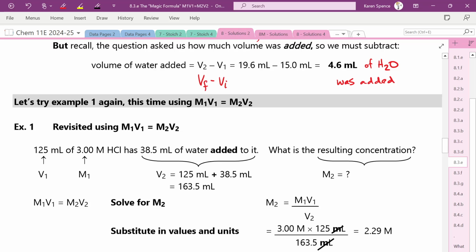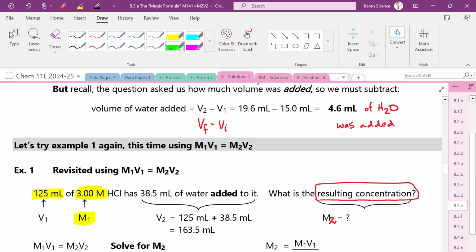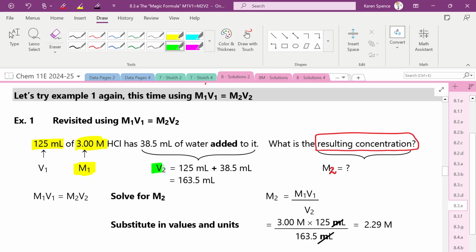All right, let's try example 1 again. What is our resulting concentration? That's going to be M2. Okay, so that's what we don't know. We have 125 milliliters, that's V1, of 3 molar, that's M1. It has 38.5 milliliters of water added to it. So our total volume, V2, is 165 milliliters, and M2 is what we don't know.